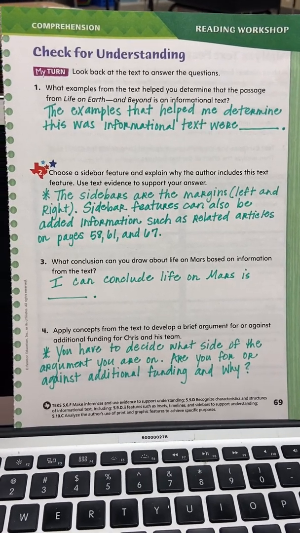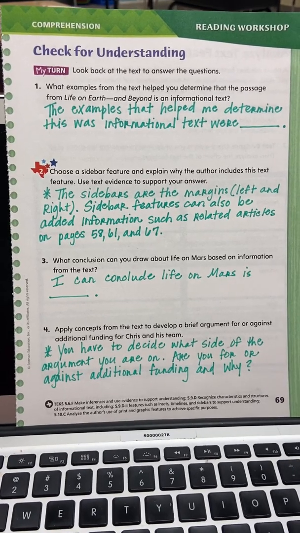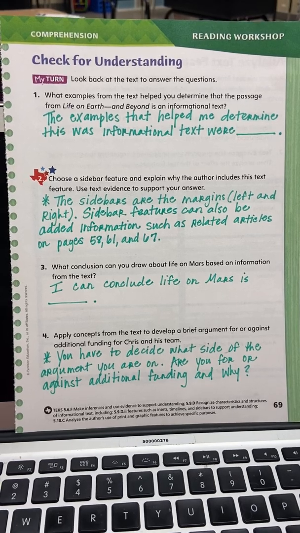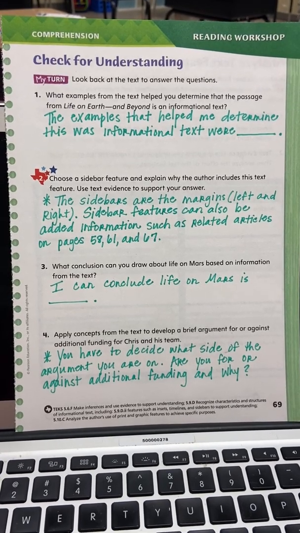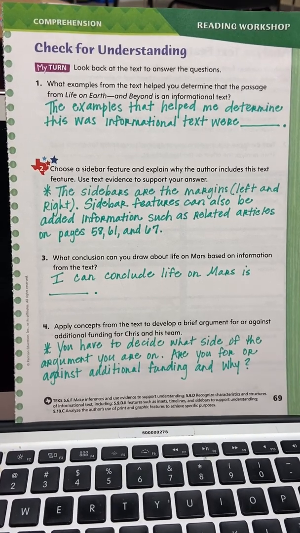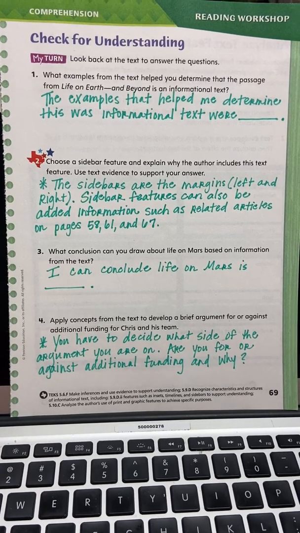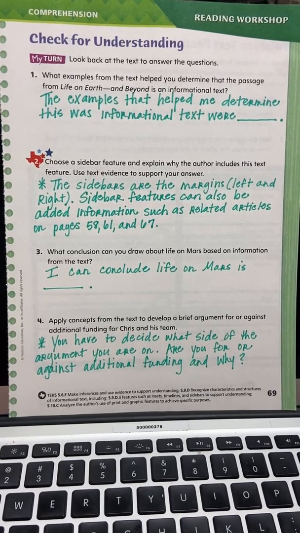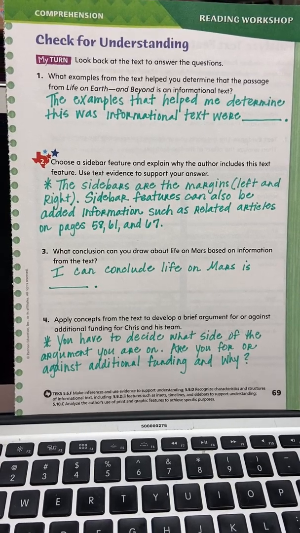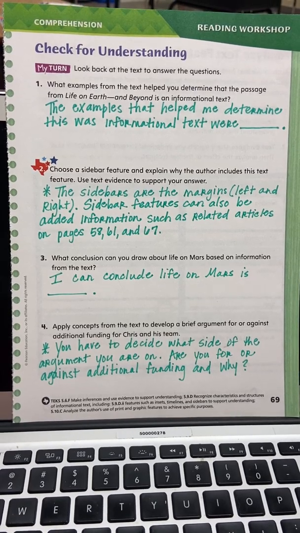Number 4, this one is based a lot on your opinion. So remember, when you are asked to give your opinion, there's really no right or wrong answer, but you do have to support your opinion. You have to tell me why you chose the opinion that you did. Number 4 says, apply concepts from the text to develop a brief argument for or against additional funding for Chris and his team.